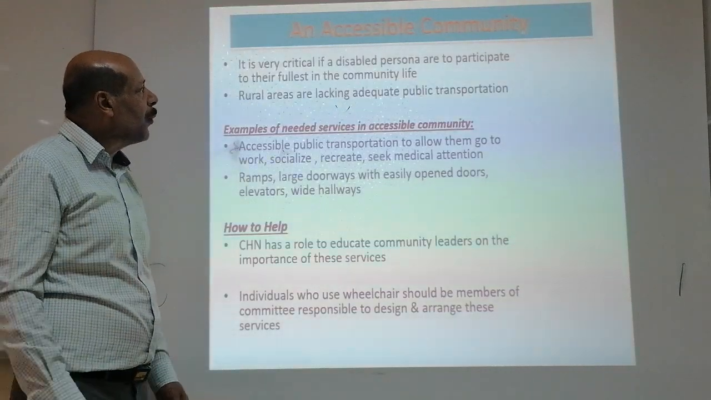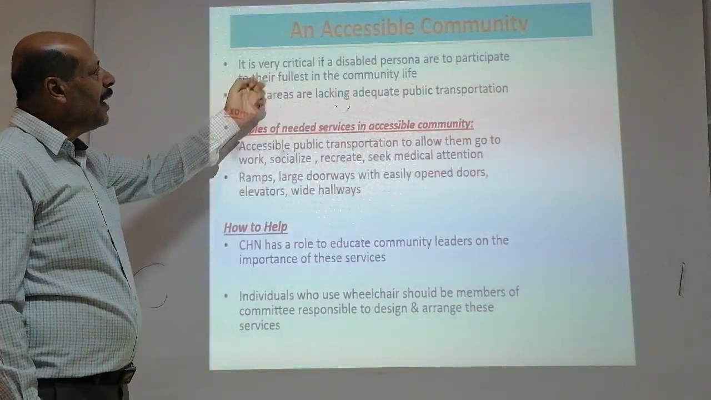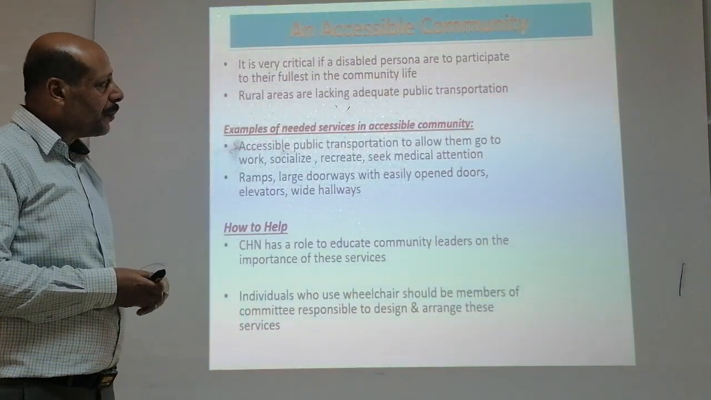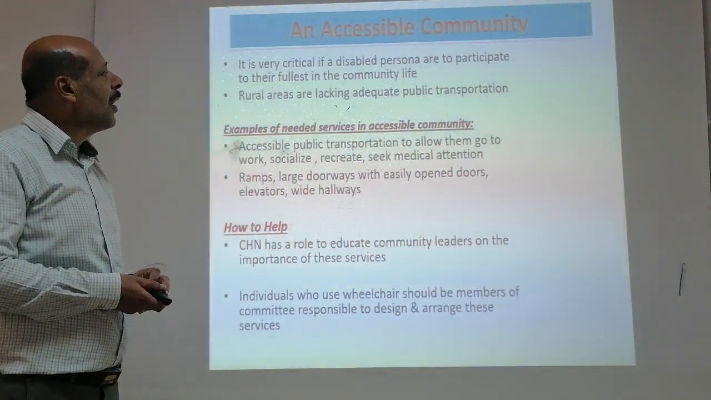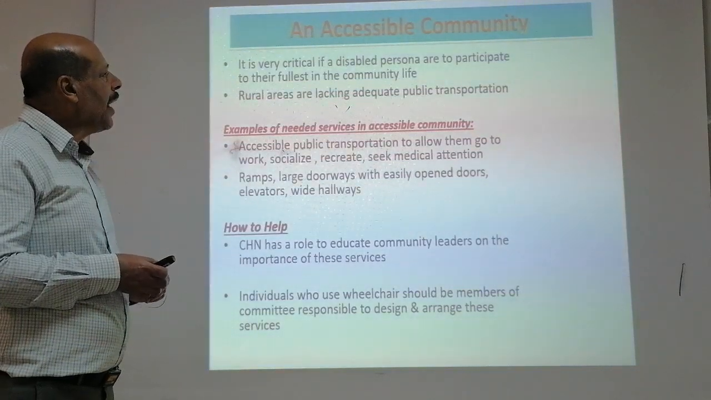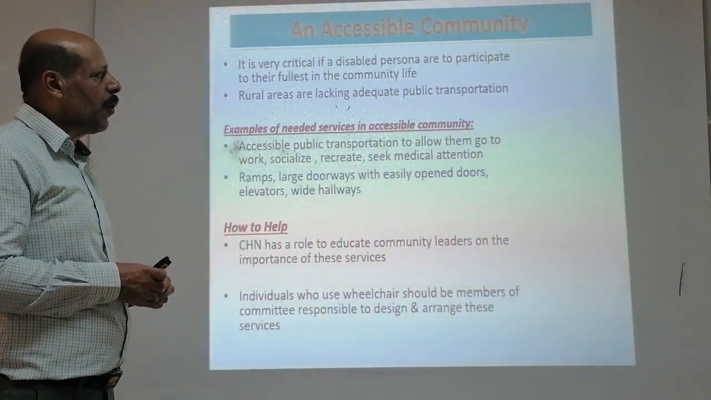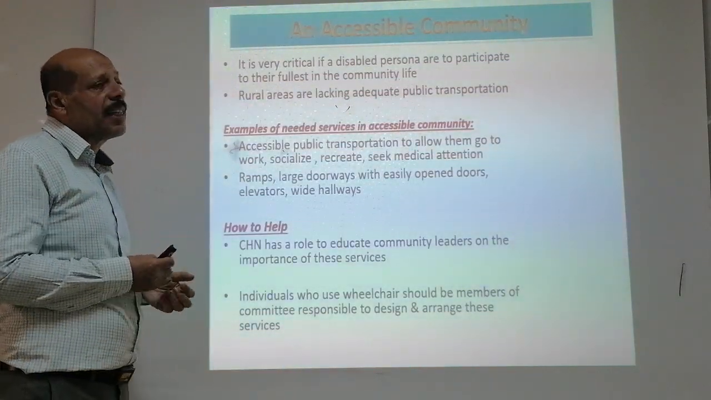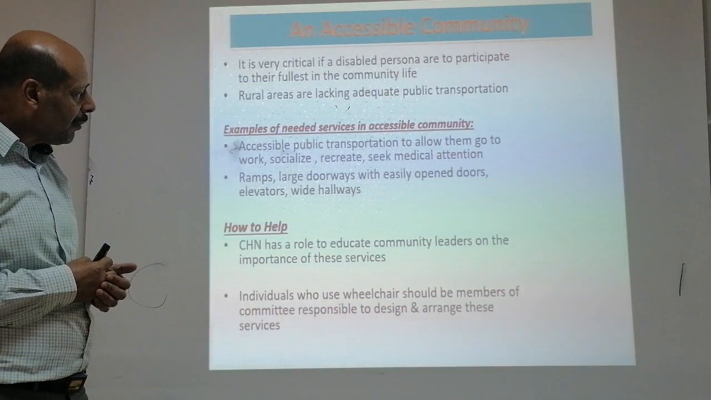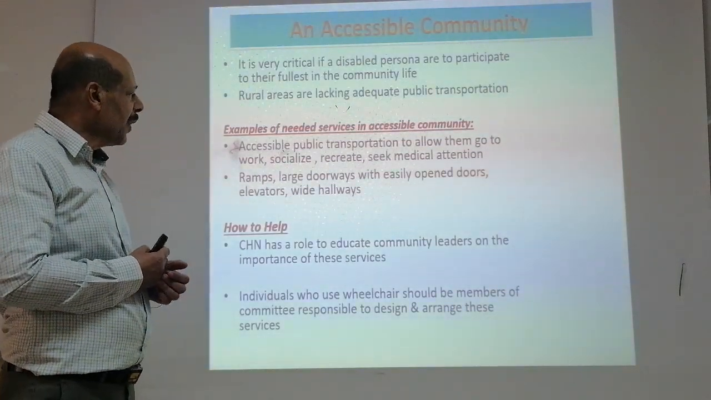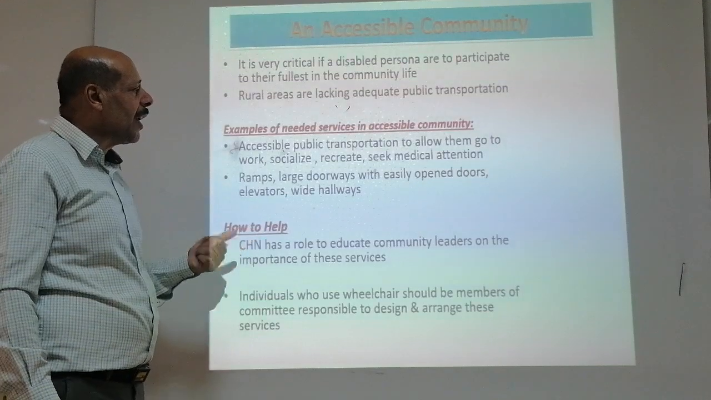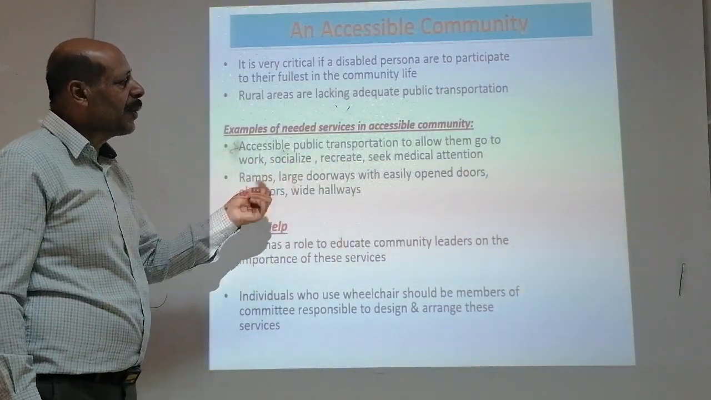An accessible community is very critical if a disabled person is to participate to the fullest in community life. Rural areas lack adequate public transportation, which might also affect the accessibility of those persons to community services. Examples of needed services in an accessible community: accessible public transportation to allow them to go to work, socialize, have recreation, and seek medical attention.